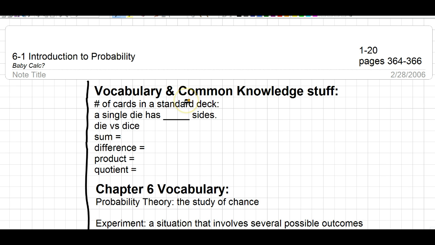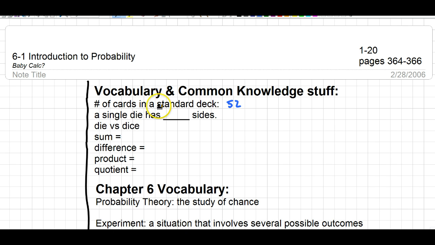When you're working in chapter 6, you need to know how many cards are in a standard deck, not including the jokers. So hopefully students are aware of the fact that there are 52 cards in a standard deck. If you're not real familiar with playing cards, you might want to pull out a deck and take a look, kind of shuffle through them a little bit. Know that there are 4 different suits in a card deck, and the suits are hearts, diamonds, spades, and clubs. 2 of those suits are red, 2 of them are black, so students just need to be able to identify those pieces of a regular card deck.